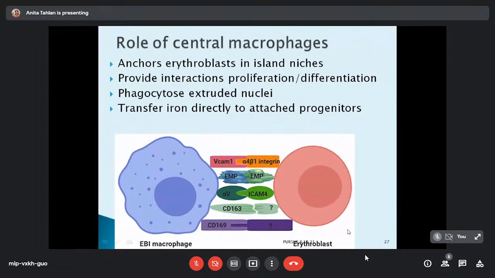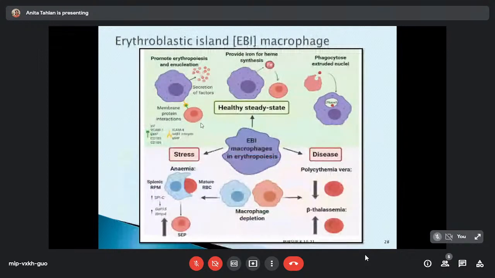So what are these interactions? We know that we have various extruded nuclei, and obviously we know about the transfer of iron when it is attached to the macrophage. So in a healthy state, the erythroblastic island will provide iron that will also promote erythropoiesis and enucleation by these membrane interactions and will eat up the phagocytosed nuclei.